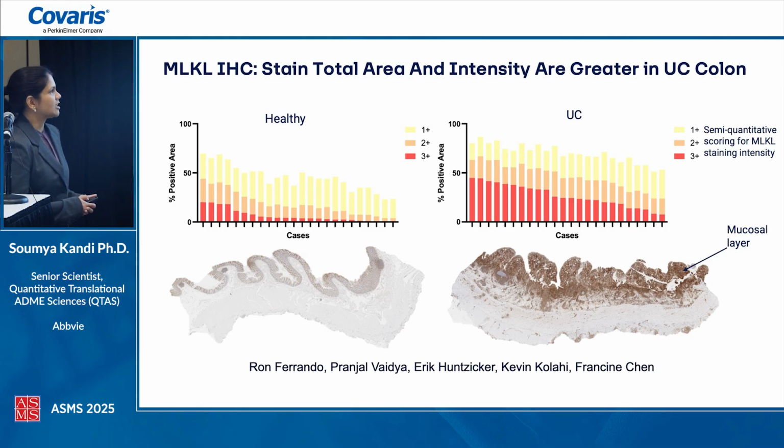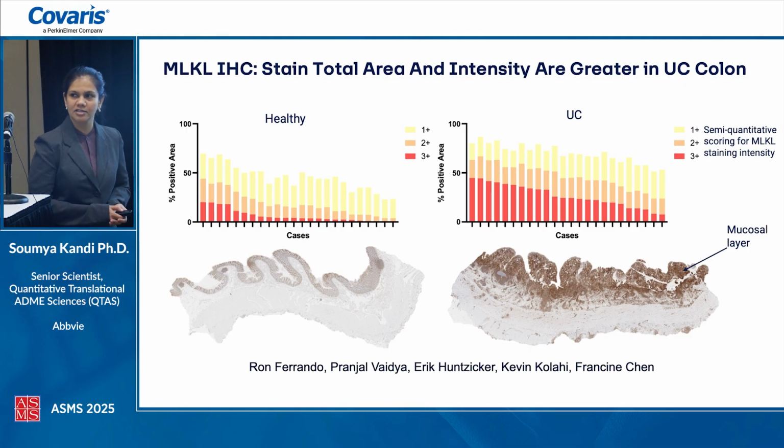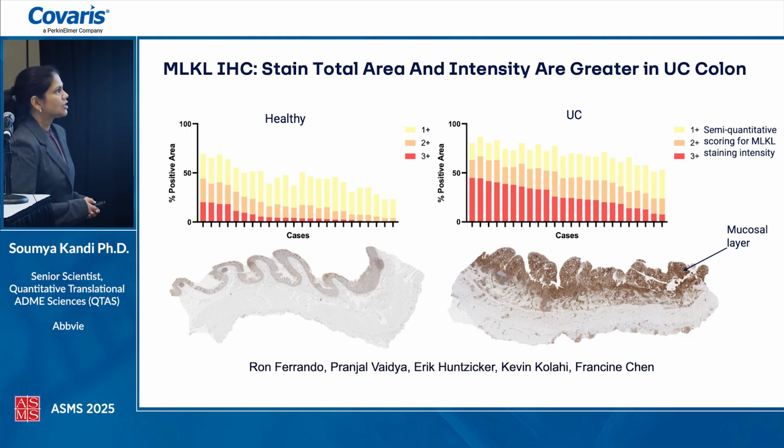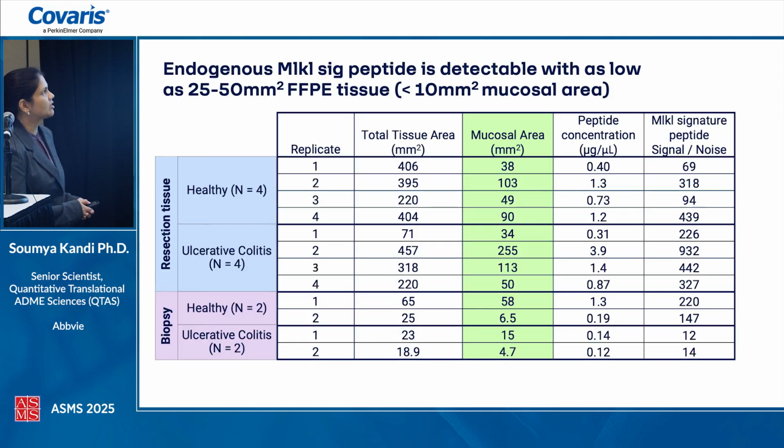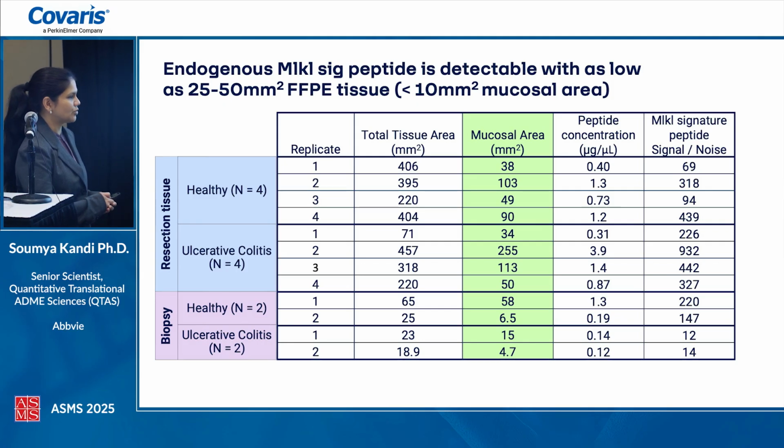And we are seeing that there is an increase in MLKL staining in ulcerative colitis, and the mucosal layer is primarily where MLKL is being expressed. And that is also much more exaggerated, expanded within ulcerative colitis compared to healthy. So then we went back into the data and decided to have a trained pathologist determine the mucosal area as well as the total tissue area.